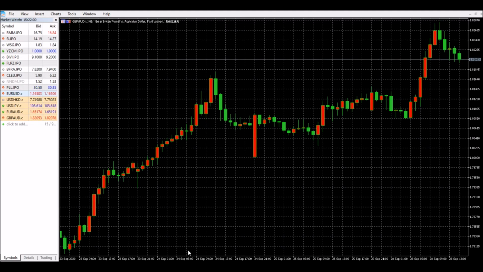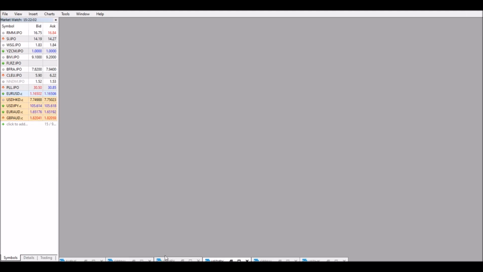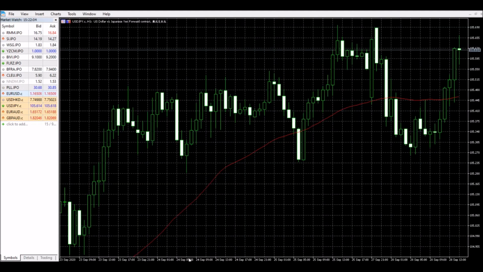Okay, let's try the British pound. All right, good, a very good example. So you can see the USD Japanese yen. See the distance between the last price and the moving average. That is about one, two, three, four, five boxes, almost five boxes. But the Euro USD was just one box.